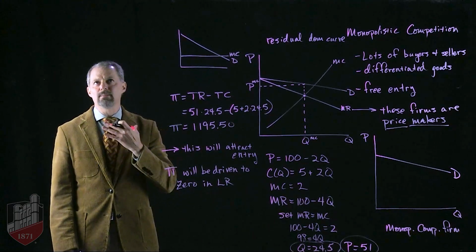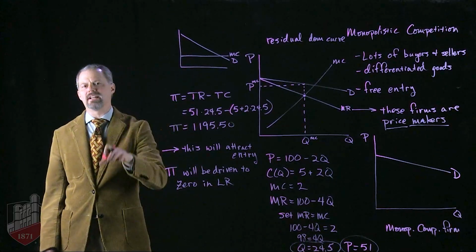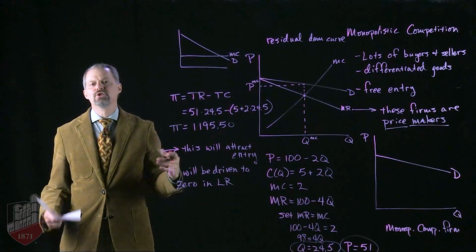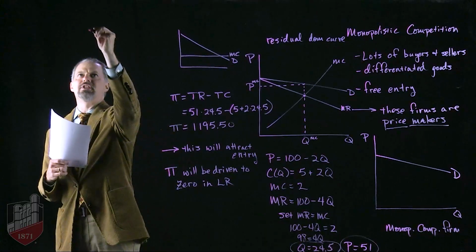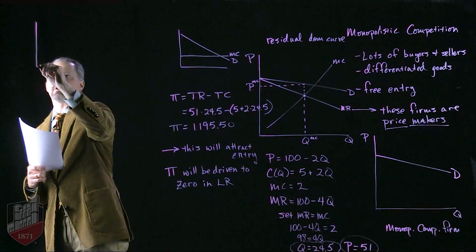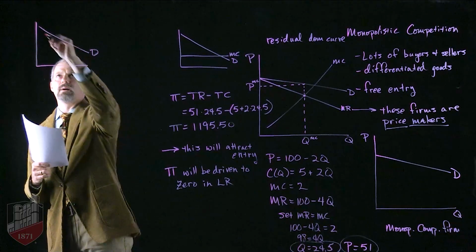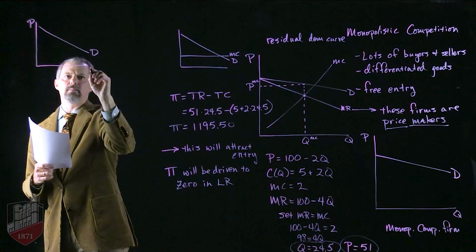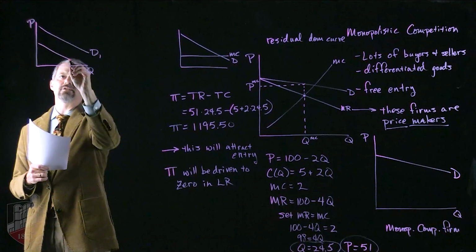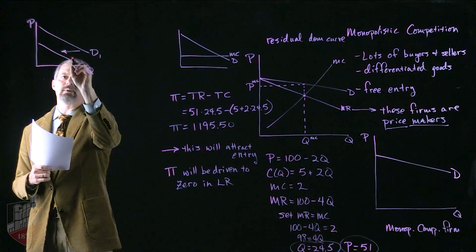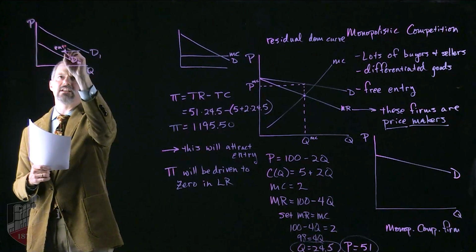So if you think about what's going to happen to demand for your pizza when another restaurant enters the market, your demand for your pizza is going to decrease. If we're thinking about a residual demand curve faced by a monopolistically competitive firm, let's call that D1. Entry will cause that residual demand curve to shift to the left to D2. There's the effect of entry.